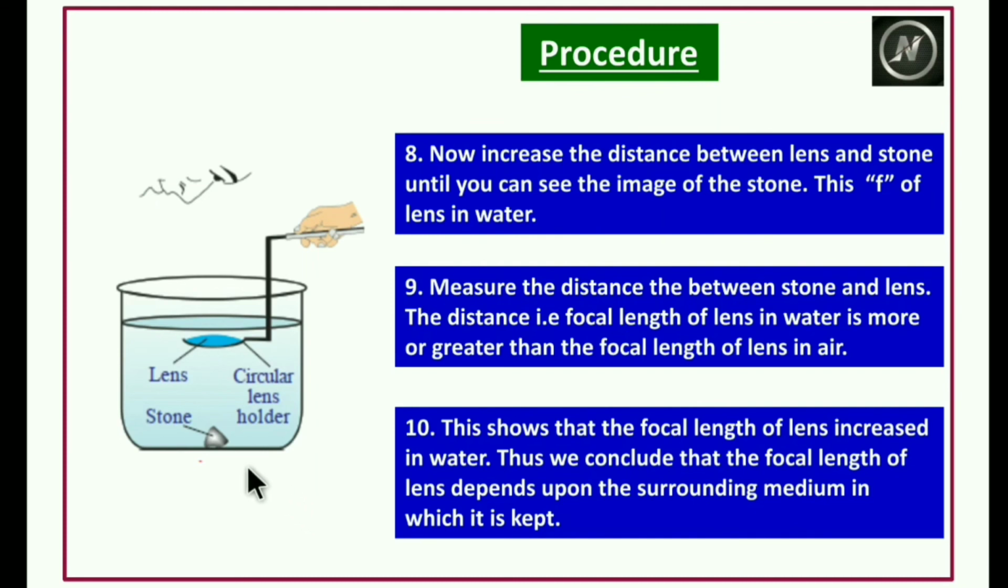So, if you observe, in air the focal length of the lens is 10 centimeters, for example. Now, if the same lens is kept in water, the focal length of the lens increases. That indicates that the focal length of a lens depends on the surrounding medium.